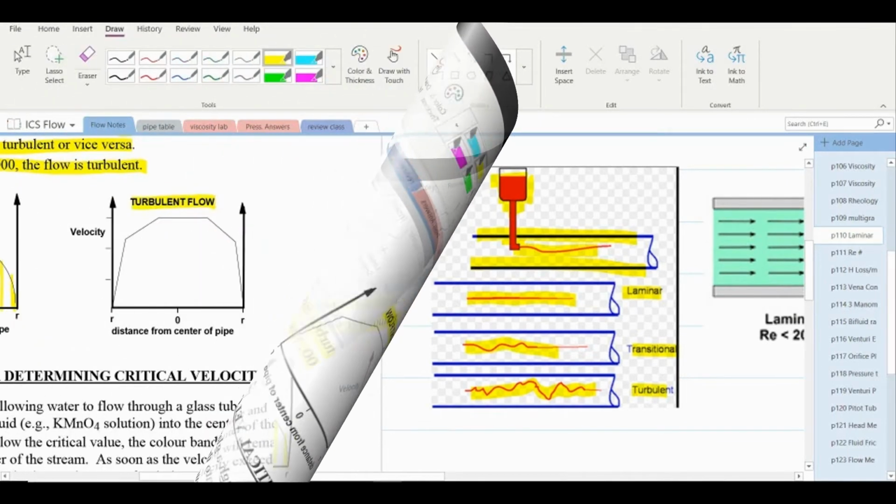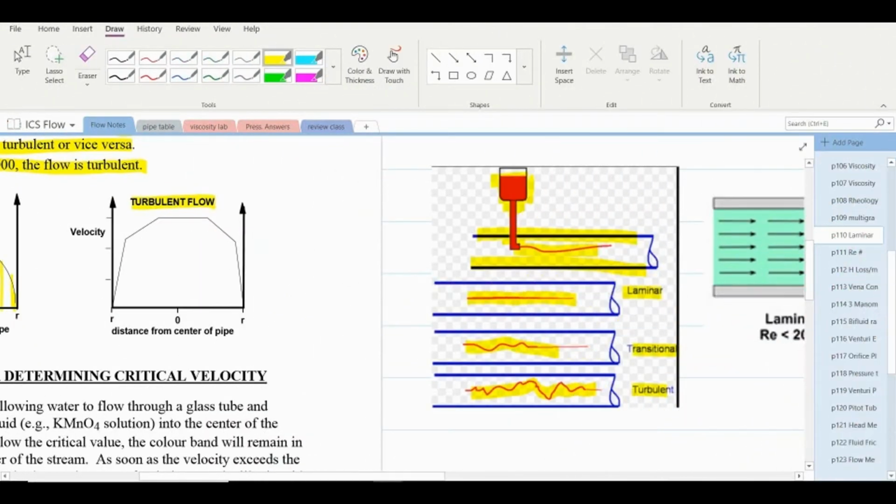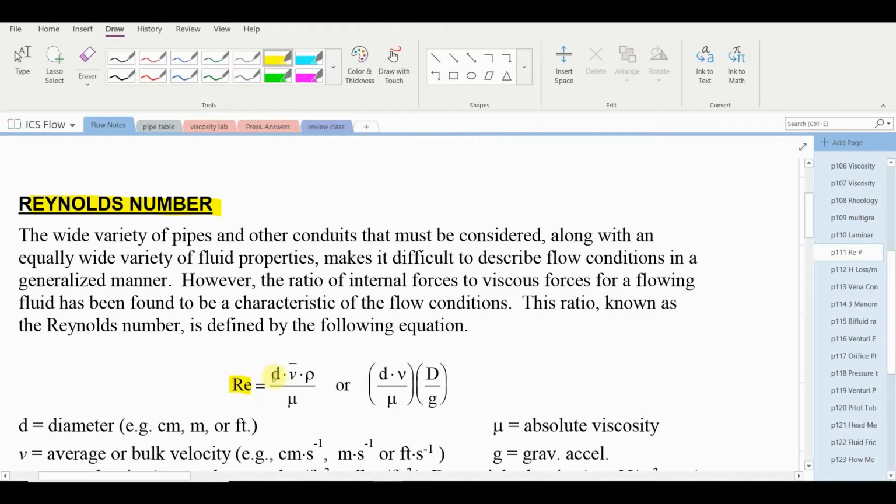On page 111, we are given the formula for Reynolds number. Reynolds number is calculated as the cross-sectional diameter of the fluid, which would be the internal diameter of the pipe, times the average velocity of the fluid, times its mass density, divided by its absolute viscosity.